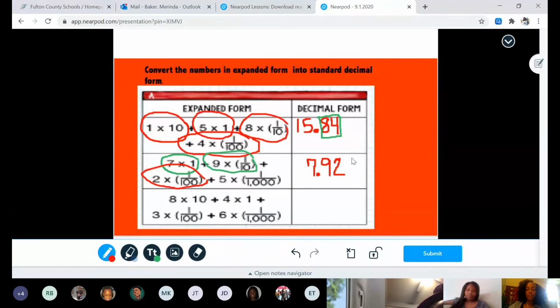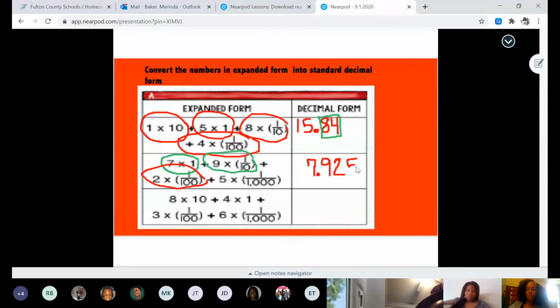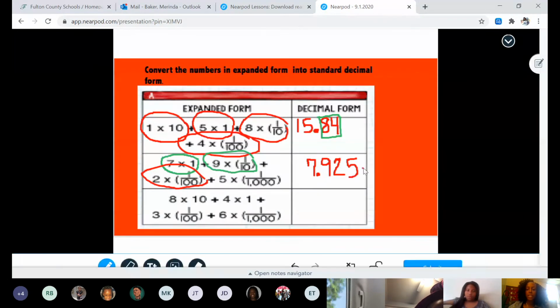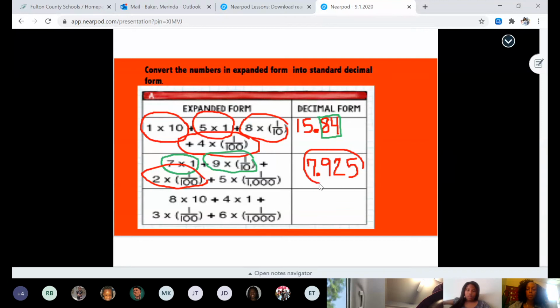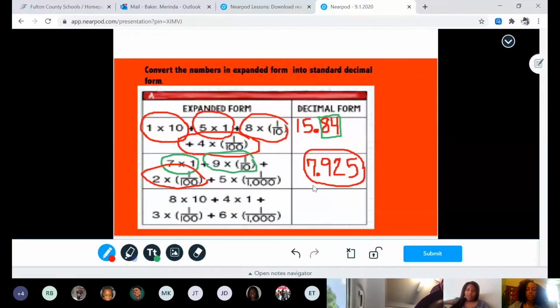5,000. Yep, 5,000. Now read, what number did you just create, Tatiana? Read that number all the way through for me. 7 and 925,000. So make sure you only say "and" one time. You only want to say "and" one time, and that's when you have the decimal. So say it one more time for me.